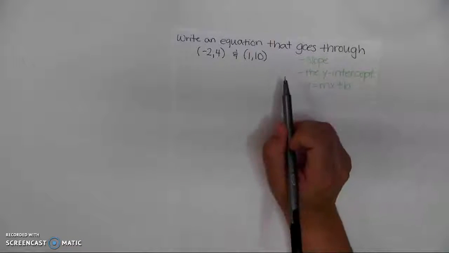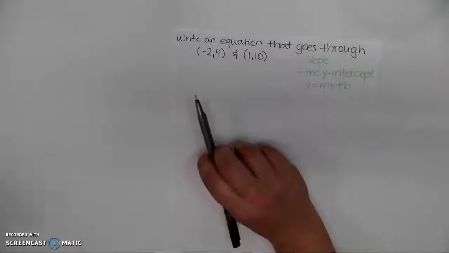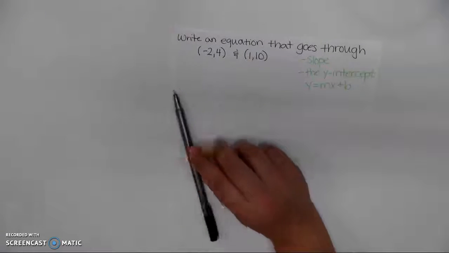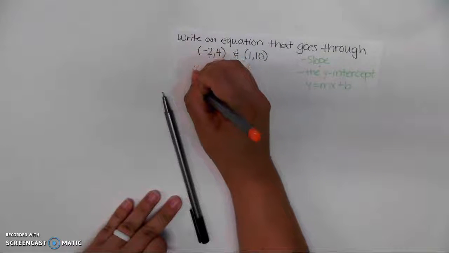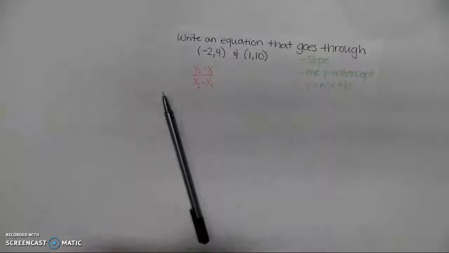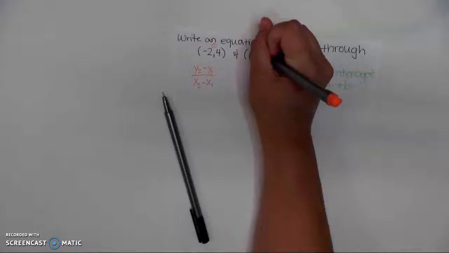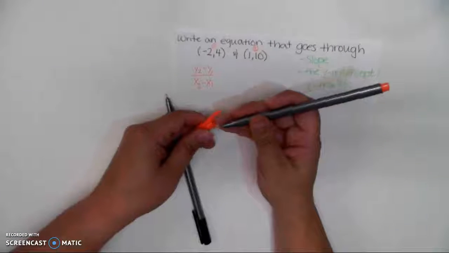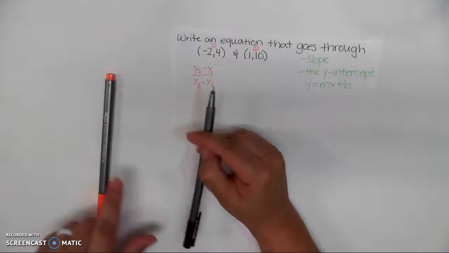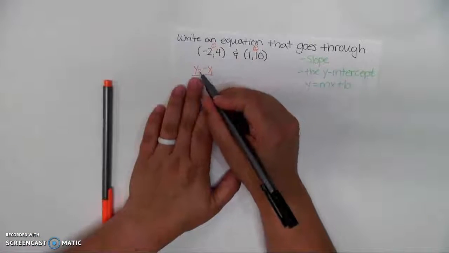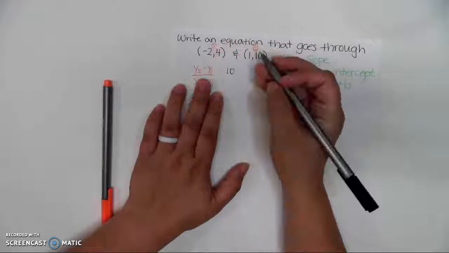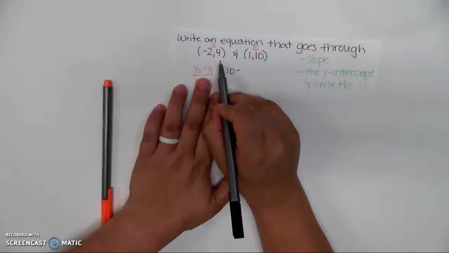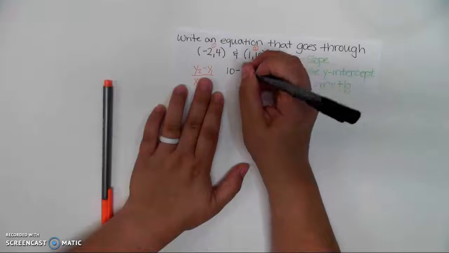So if we want those 2 things, I know I can figure out slope pretty easy, right? So slope is y2 minus y1 over x2 minus x1. If I look at this point, this would be my first point, this would be my second point. So what does y sub 2 mean? Y sub 2 means that I'm going to go to the second point and find the y value, which in this case is 10. And then I'm going to subtract the y value of the first point, which is 4.